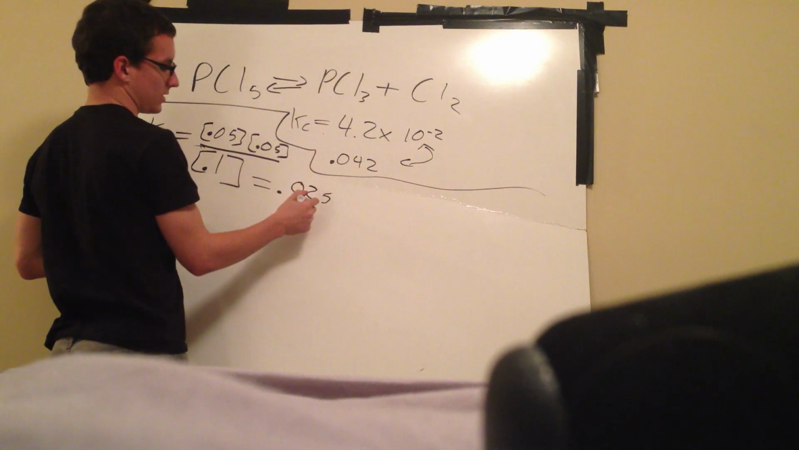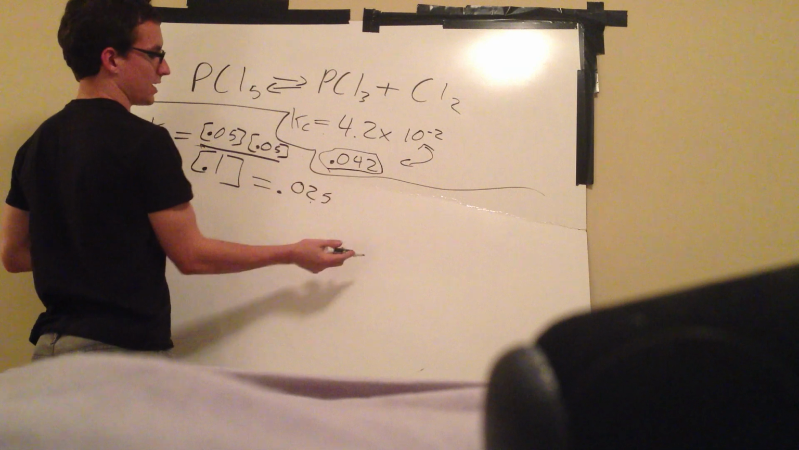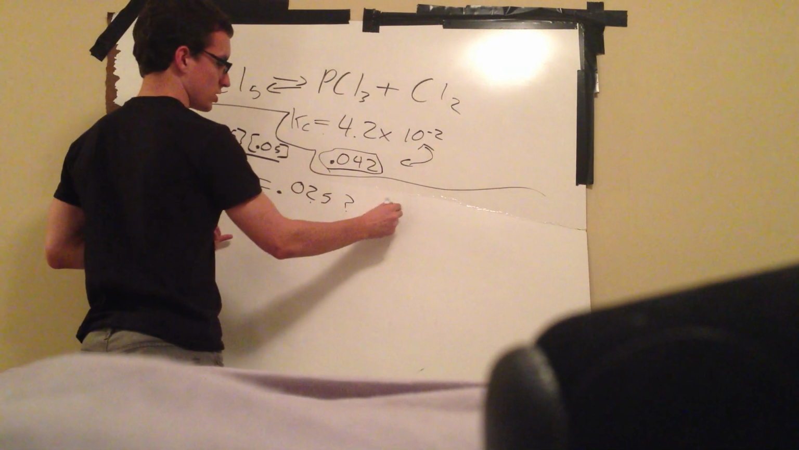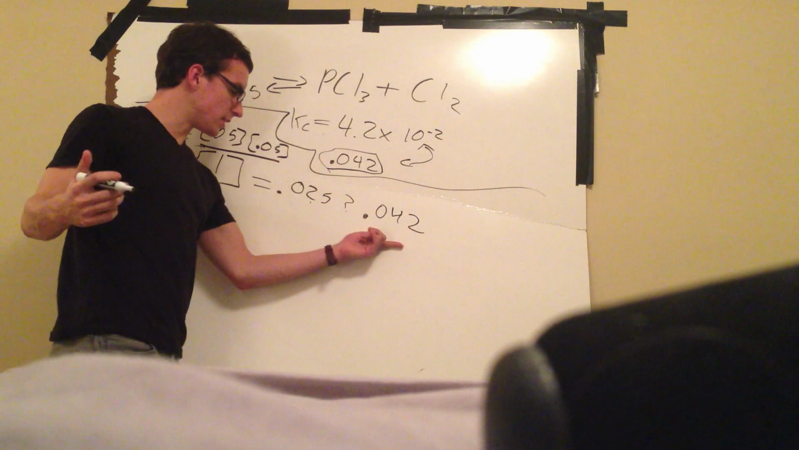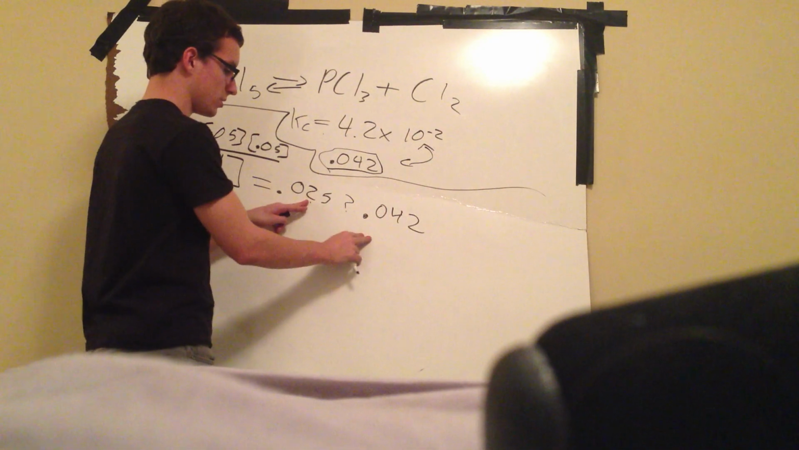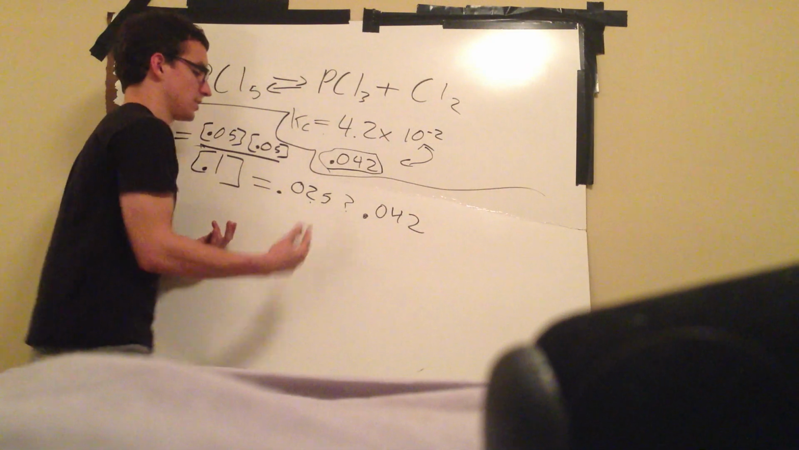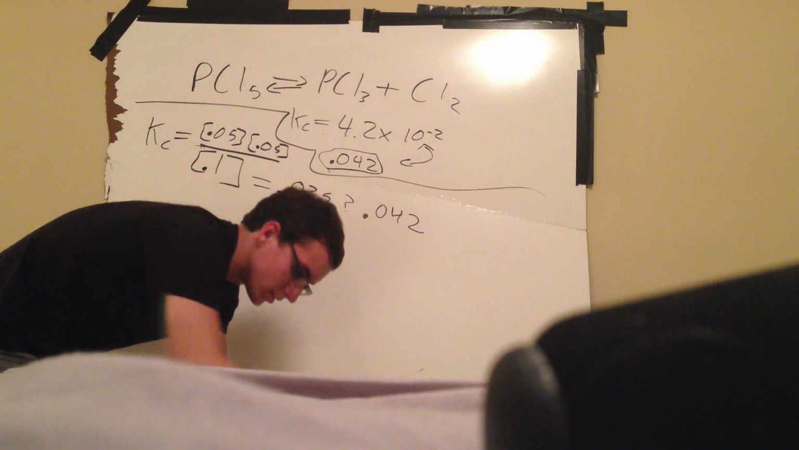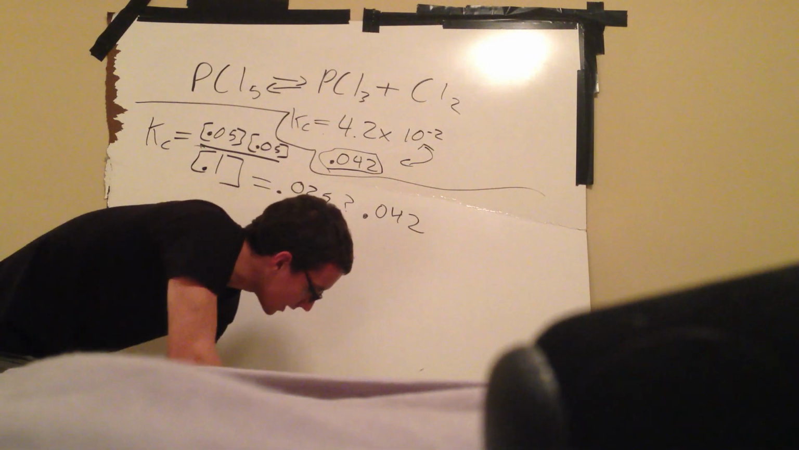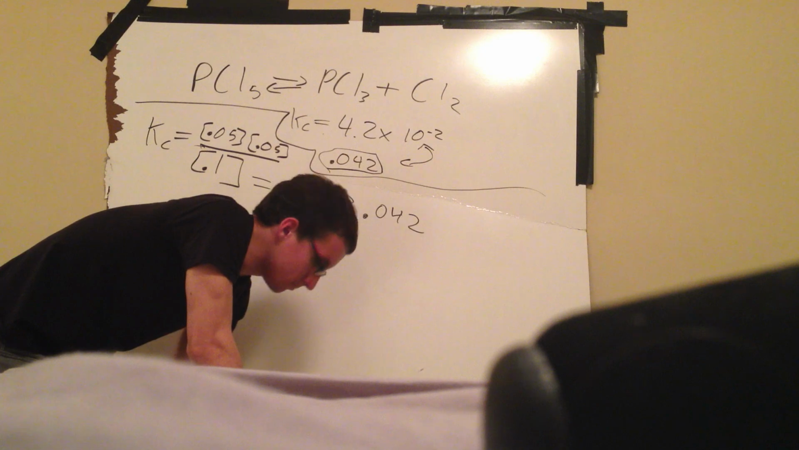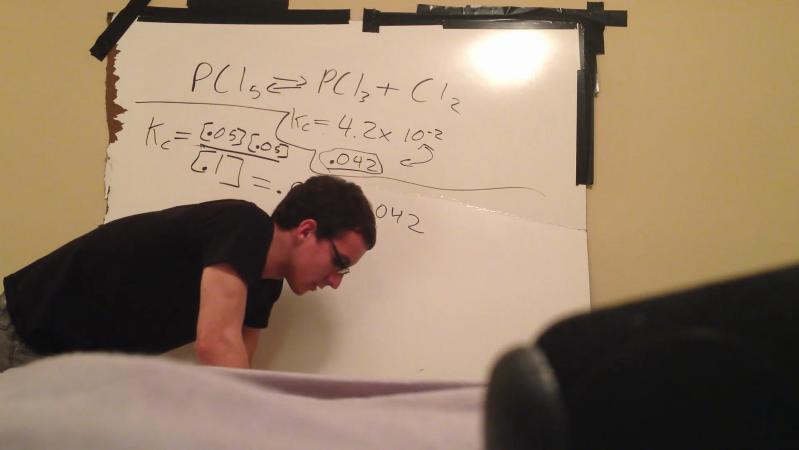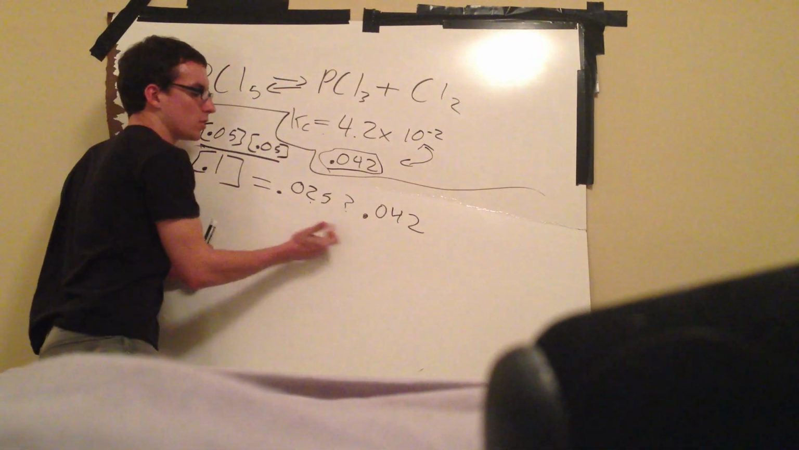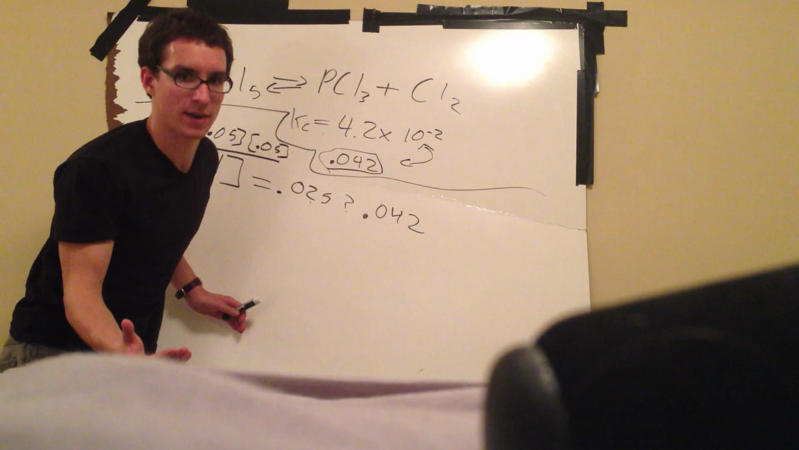Alright, so this is the actual Kc, and this is the Kc that it requires to be at equilibrium. So is this number the same as this number? I think any second grader could tell us that these numbers are not the same. In fact, this number is much smaller. And that's where part B comes in. It asks us, since it's not equilibrium, will the reaction proceed in the forward or reverse direction? Alright, so basically the rule is, if the Kc is smaller than this, it'll proceed in the forward direction.